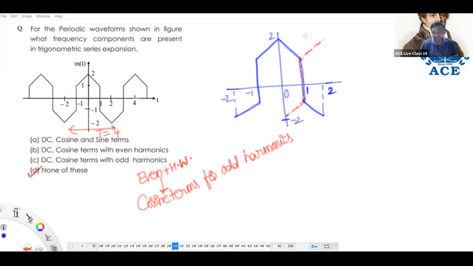Emotional fellows. Just now I stated it, and immediately I asked the question. If positive and negative amplitudes are same, 100% DC will be 0, sir. If they are different, then only DC exists. For this m(t) graph, above +2, below -2, from where will you get DC? There is no DC.